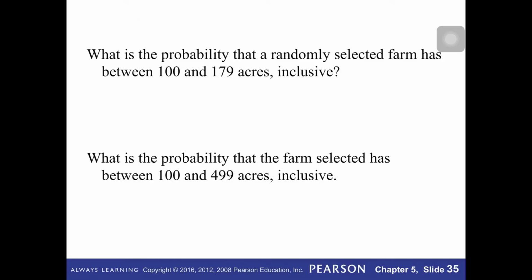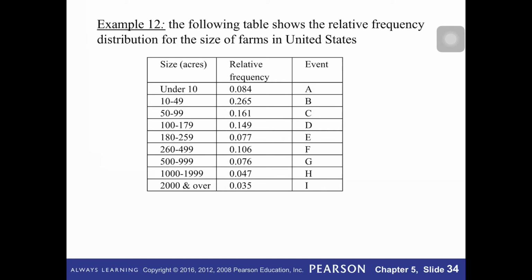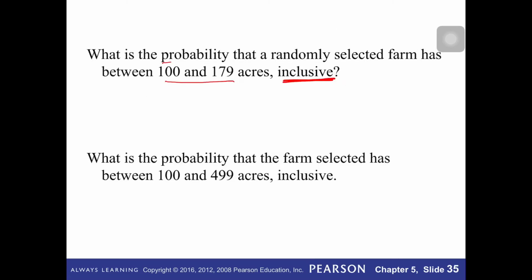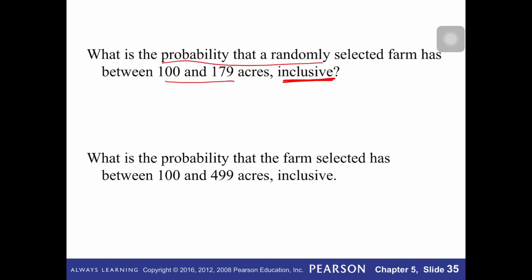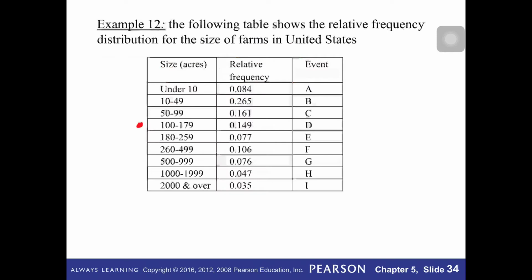What is the probability that a randomly selected farm has between 100 and 179 acres inclusive? Between 100 and 179, inclusive. What is the probability that a randomly selected farm has between 100 and 179 acres? They are talking about this event D. What is the probability?